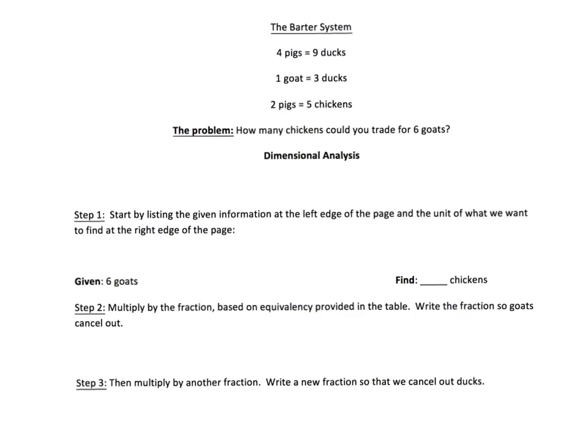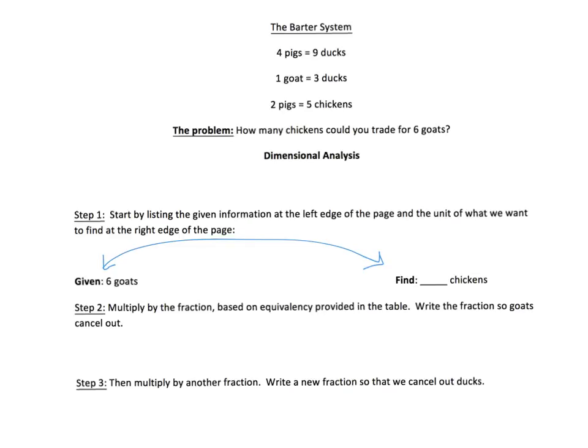So we start by listing again the given information at the left edge of the page and the unit we want to find at the right. So here's our given, and this is where we want to get to. So step 2 then says, then multiply by another fraction based on equivalency provided in the table. Write the fraction so goats cancel out.